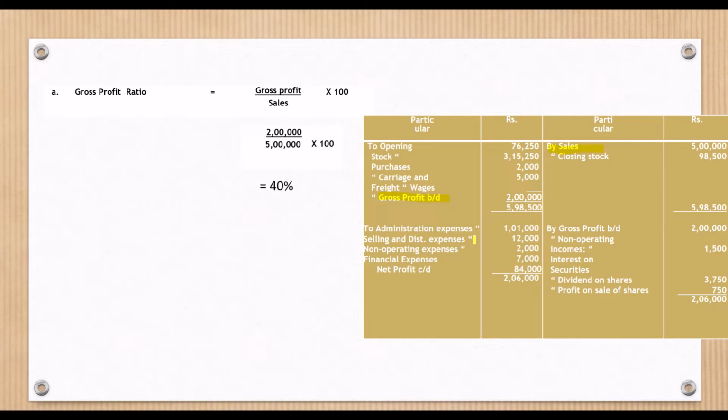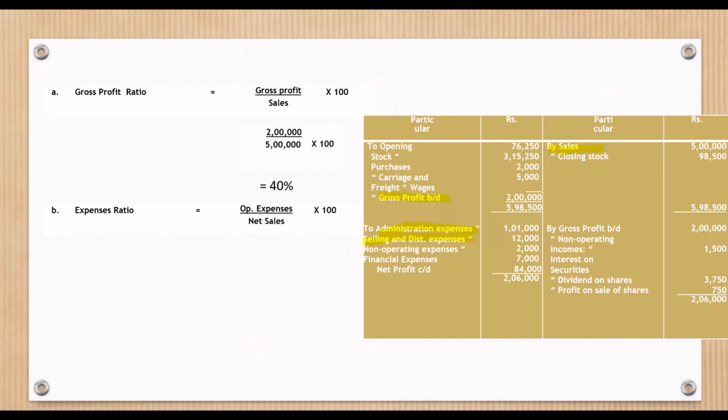The second ratio for calculation is the expenses ratio. The formula is operating expenses divided by net sales into 100. The net sales is indicated as the total sales. The operating expenses appear on the left-hand side of the P&L account. If you see this statement, here we have administration expenses, and next we have selling and distribution expenses, non-operating expenses and financial expenses. Among these items, the operating expenses are administrative expenses and selling and distribution expenses.